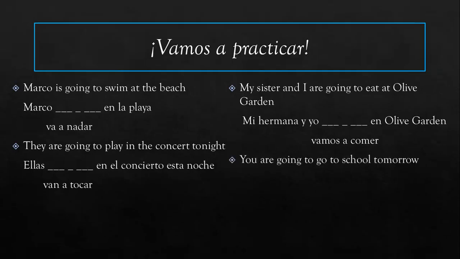We have one last example. You are going to school tomorrow. Tú blank en la escuela mañana. The form of ir that goes with tú is vas. To go, the infinitive, is ir. We have tú vas a ir a la escuela mañana. Okay, so hopefully those weren't too difficult for you guys.